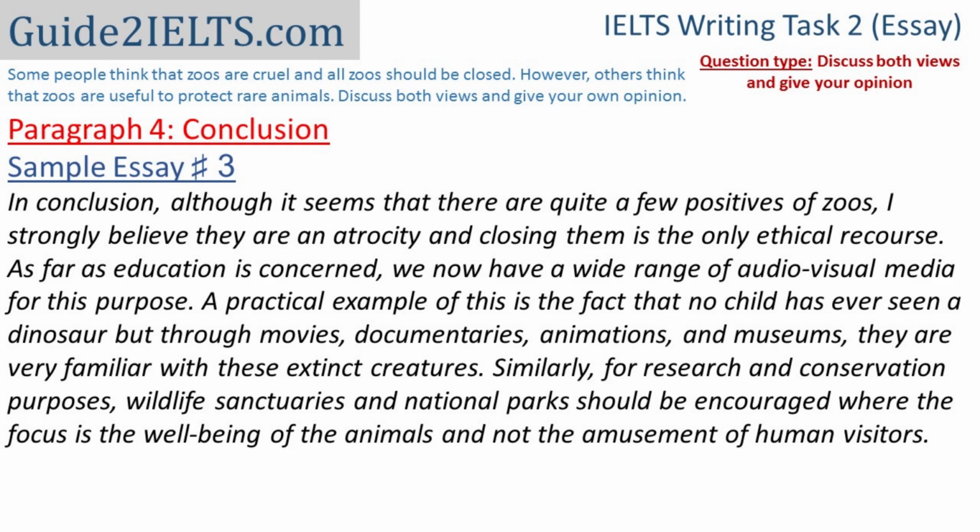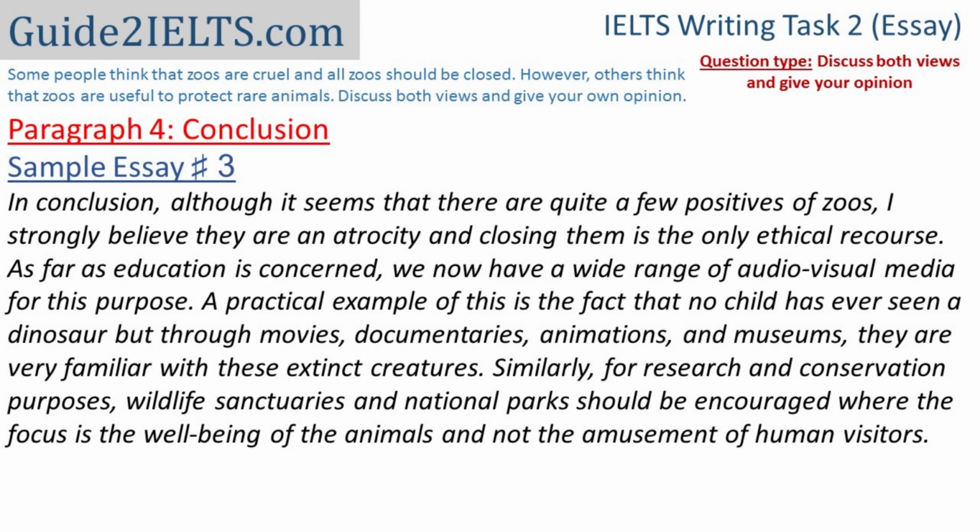Now the last possibility that we had discussed, where we mention a few alternatives to zoos in the conclusion. If I'm planning to do that, in all probability, I may skip the examples that I've given in the second and third paragraph. So in that case, my conclusion would start the same way as the second sample by saying, in conclusion, although it seems that there are quite a few positives of zoos, I strongly believe they are an atrocity and closing them is the only ethical recourse.